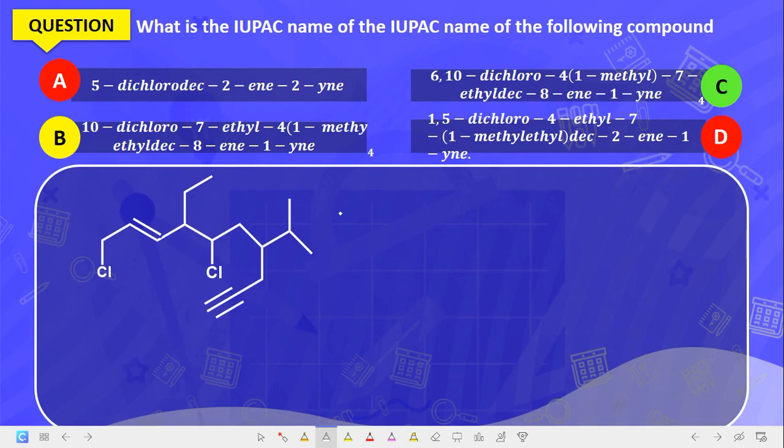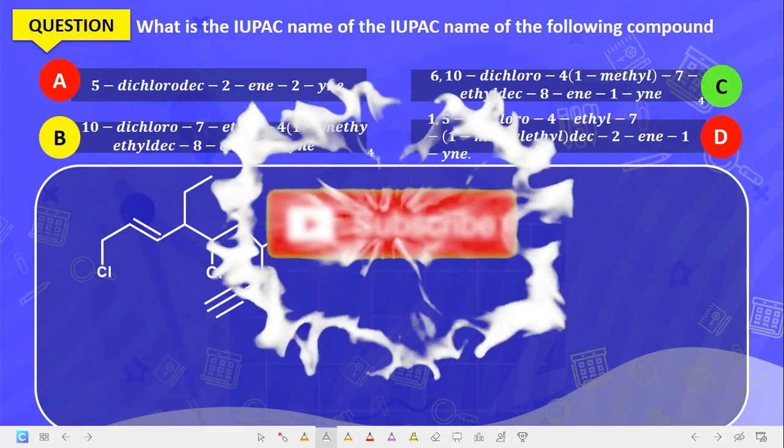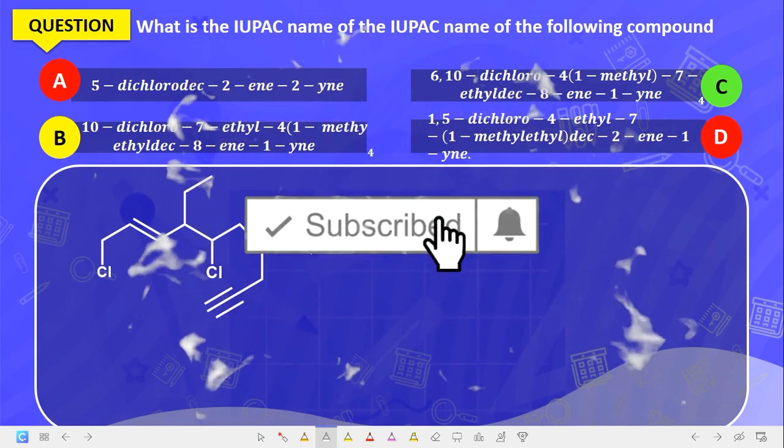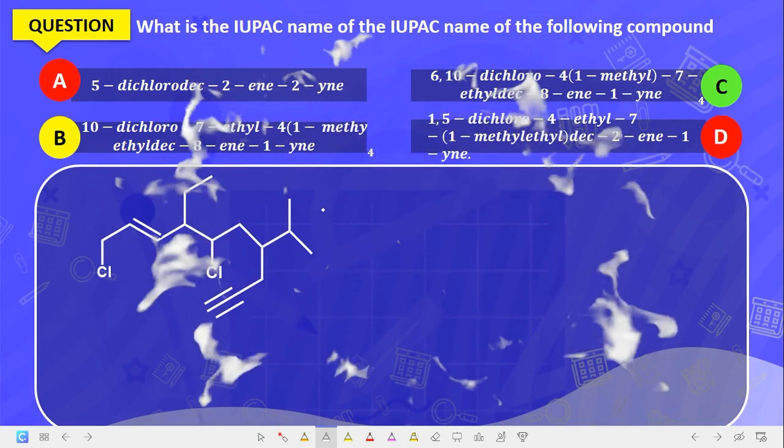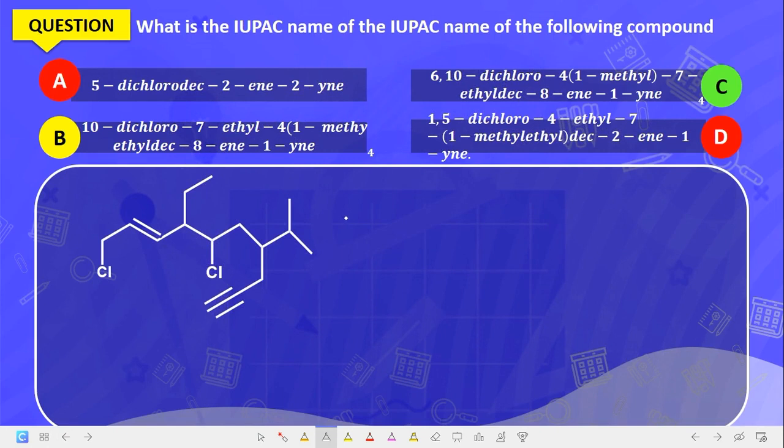In this class we're going to look at some organic chemistry questions and answers. Let's begin. The first question says, what is the IUPAC name of the following compound? Now this is the compound that was given to you, this structure here.